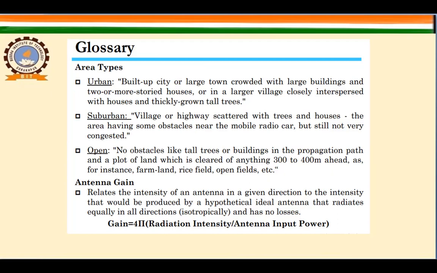Such a type of area is called an urban area. The suburban areas are like villages or near a highway, scattered with trees and houses. The areas close to industrial areas, having some obstacles near your moving radio car, but still not very congested.